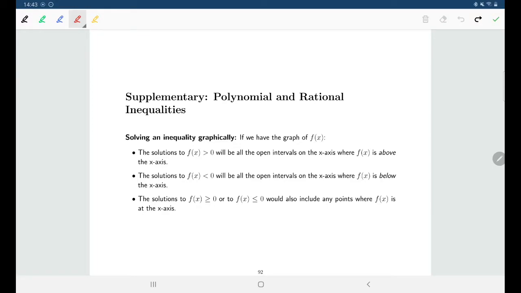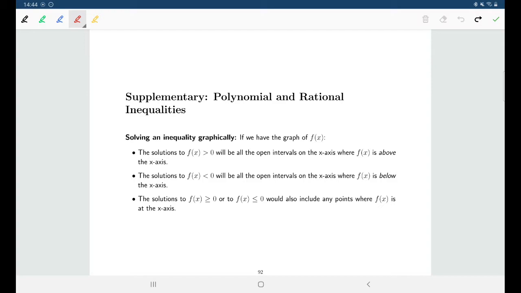Welcome back. In this lecture, we'll be talking about solving polynomial and rational inequalities. We solved linear inequalities back in chapter 2, and for that we did it purely algebraically. But we're going to talk here in this section about solving inequalities where it's a rational function or a polynomial. Algebraically will be one way for us to do it, but another way will be via graphing.